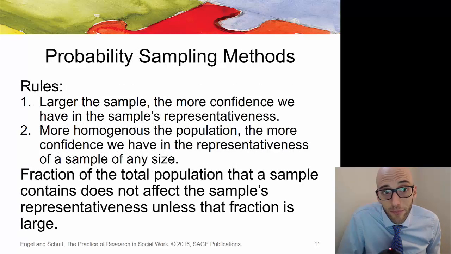So with probability sampling, some of the rules are the larger the sample, the better, the more confidence we have in the sample's representativeness. Always the bigger sample size, the better in any kind of social research, because the more likely we are to have a representative sample, and the less likely we are to be oversampling or undersampling a certain demographic. Also, the more homogeneous the population, the more confidence we have in the representativeness of the sample of any size.